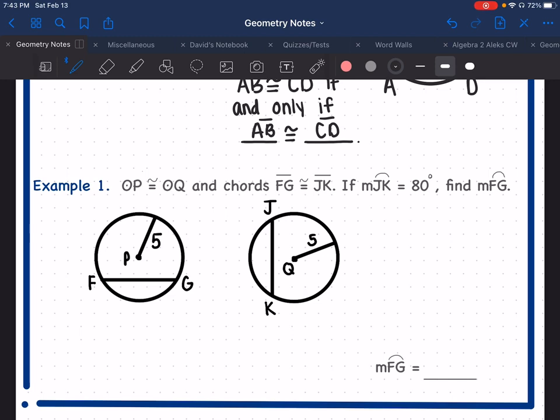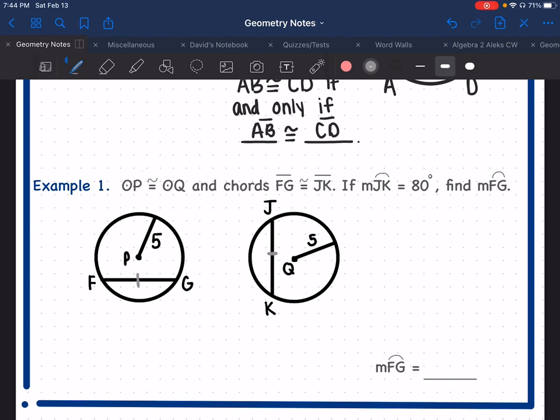The sentence is saying that circle P is congruent to circle Q. And chords FG and JK are also congruent. So I know that these 2 circles are congruent. I can see that because they both have a radius of 5, and that makes them congruent. But I also am reading that this chord and that chord are congruent as well. So I can go ahead and I can mark that in my picture.